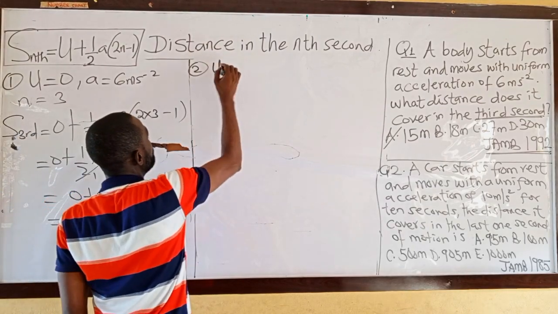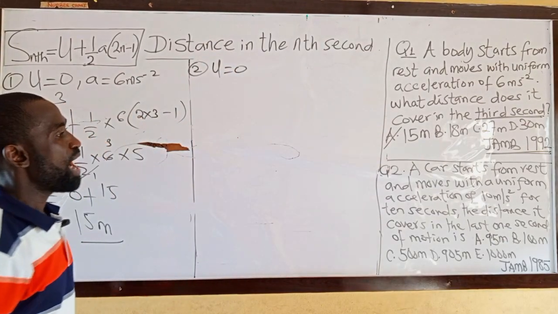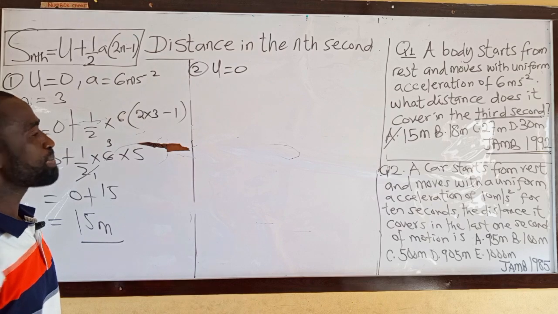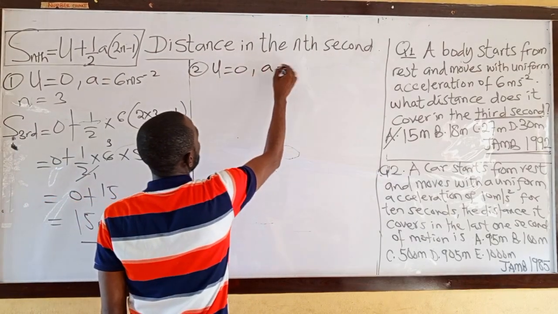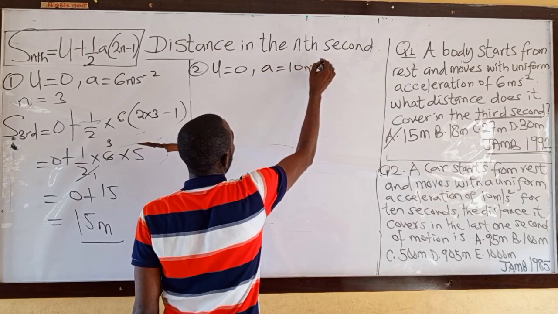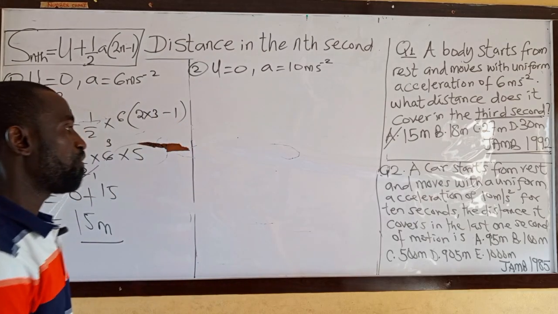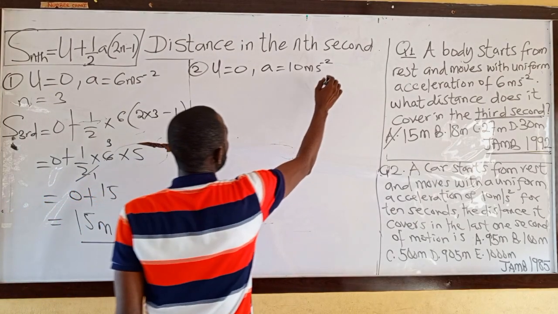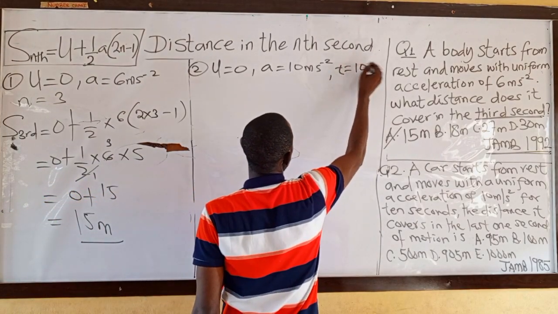U equals 0. It moves with a uniform acceleration of 10 meters per second squared for 10 seconds. Our a equals 10 meters per second squared, and t is 10 seconds.